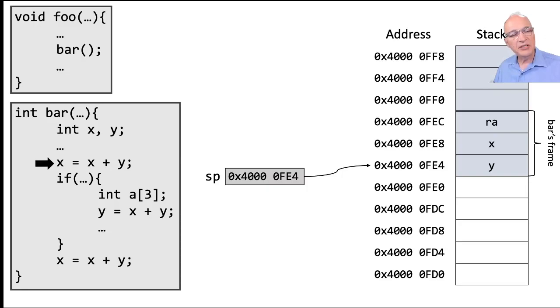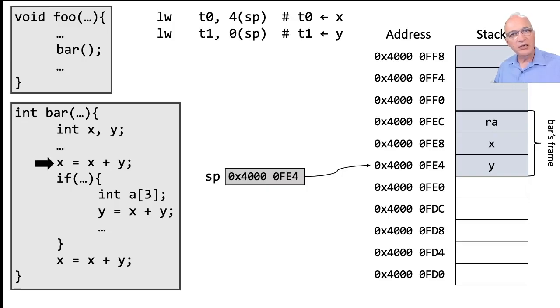Now, let's say that I generated the code for the statement pointed by the arrow here. This is an addition of x plus y. The result goes into x. So to do that, I need to load the value of x first. To load the value of x into a temporary, let's say I put in t0, I'll be using the address 4(sp), because there is an offset of 4 to the value of sp to get to x. And then I'm going to load y, and to load y, my offset is 0(sp).